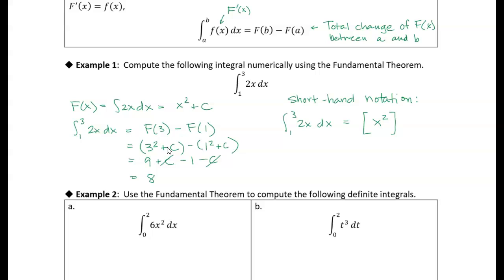So we're evaluating the antiderivative from 1 to 3. Okay, so this is the way it's normally written. And then we plug in the numbers. Always plug in the upper limit before the lower limit. And so we're going to get 3 squared minus 1 squared, and we get 8. So that's the shorthand way of evaluating a definite integral with antiderivatives.